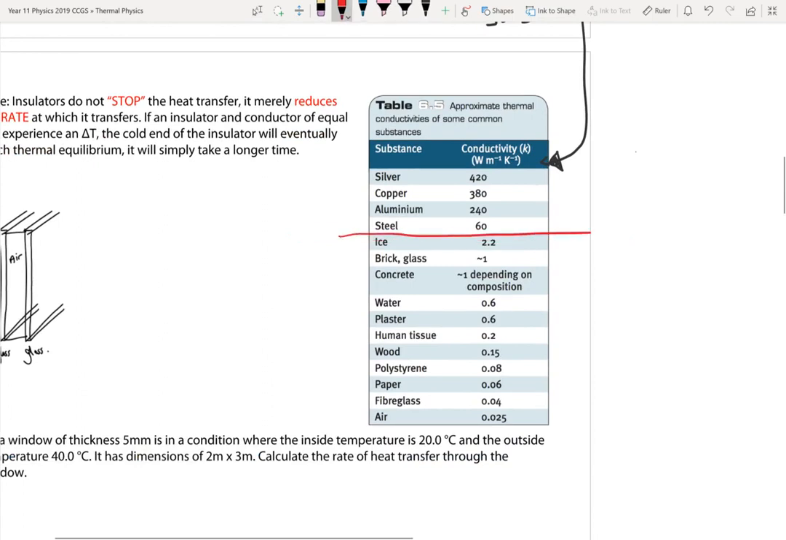What do you notice about the substances above? Yep. They're all metals. All right, so all of our conductors, basically if you've got a large K value, you can transfer heat at a much larger rate. The ones below are going to be our non-metals, and they are insulators. Okay? Yes?